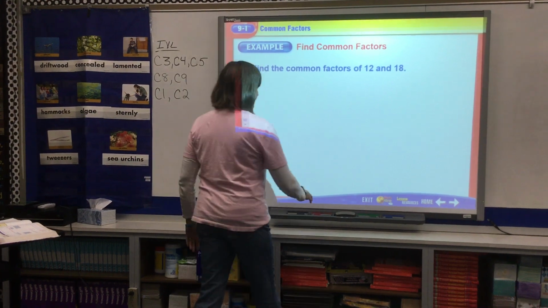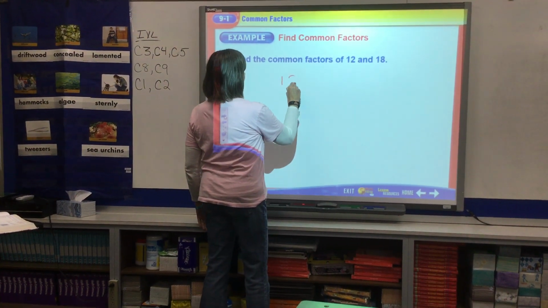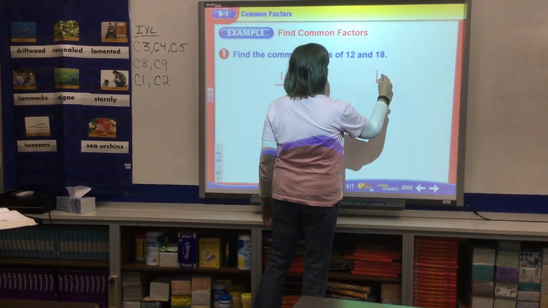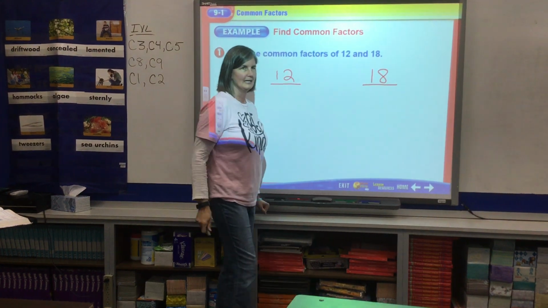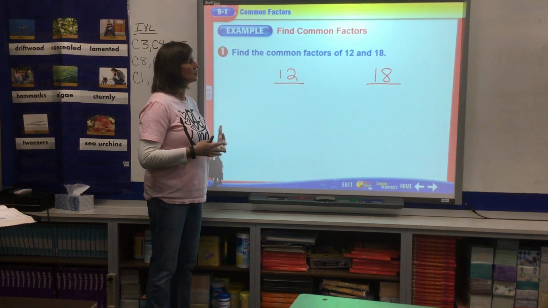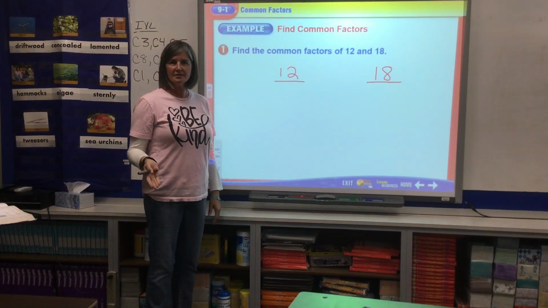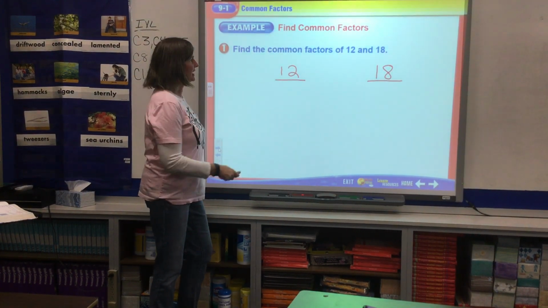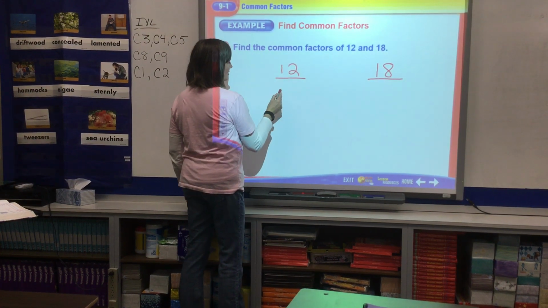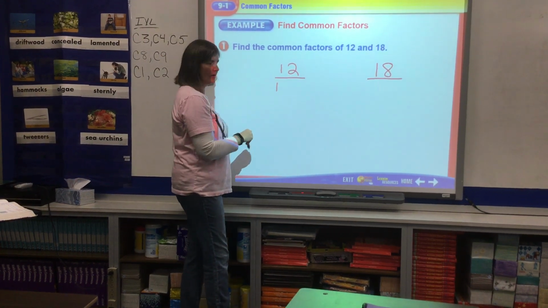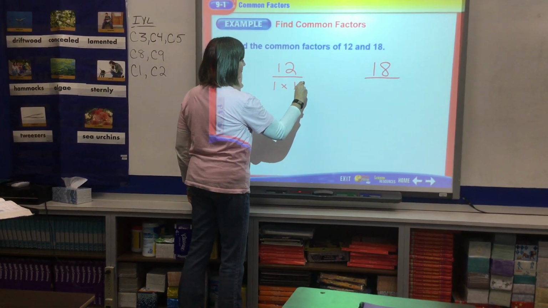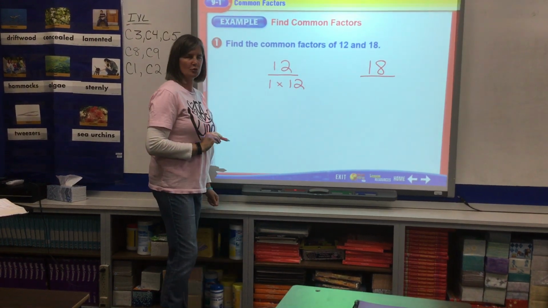So our two numbers are 12 and 18. I'm going to write them here like this. The first number is 12 and the second number is 18. I always think it's a good idea, just so we don't miss any numbers, to always start with the number 1. Is 1 a factor of 12? Yes, it is, and we multiply it by itself. 1 times 12 equals 12.